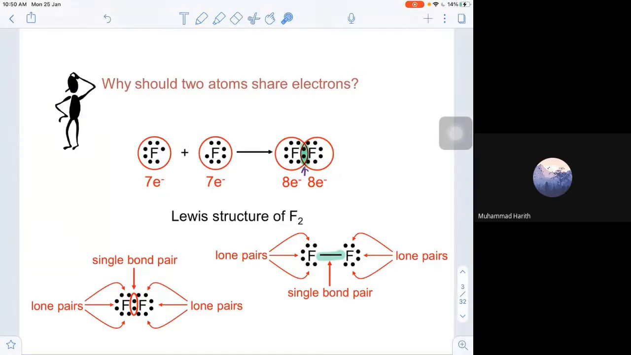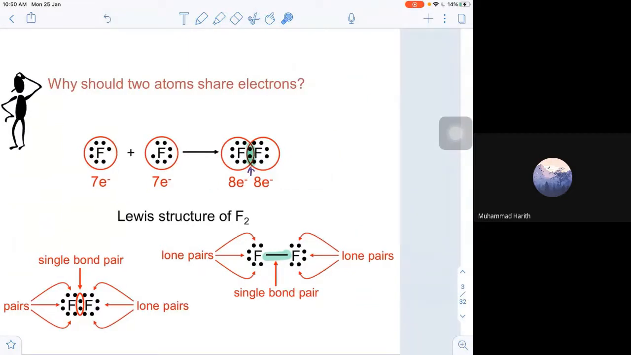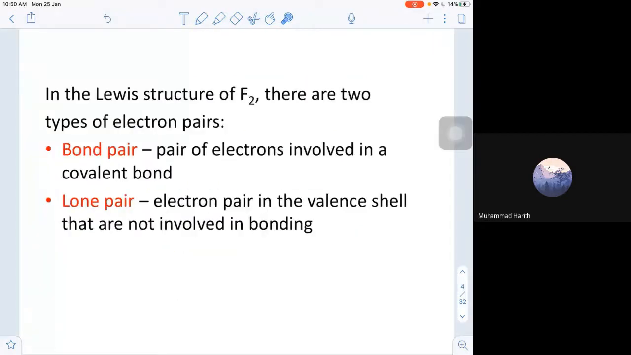So in the Lewis structure of fluorine just now, there are two types of electron pair. The first one is the bonding pair. Second is the lone pair. So what is the bonding pair? It is the electron pair that is involved in the covalent bond, that forms the covalent bond. As for the lone pair, they are the electron pairs in the valence shell that are not involved in bonding.